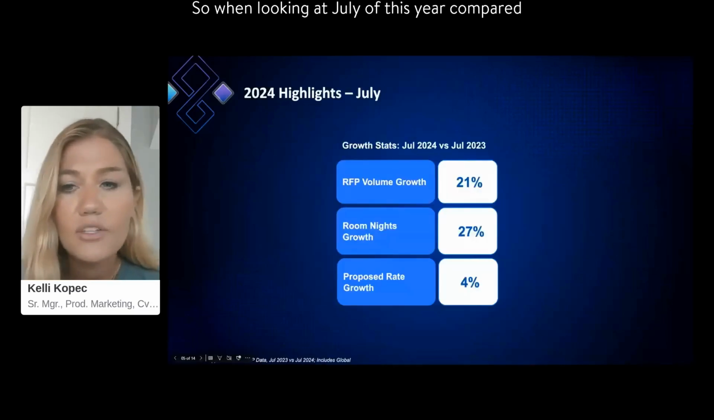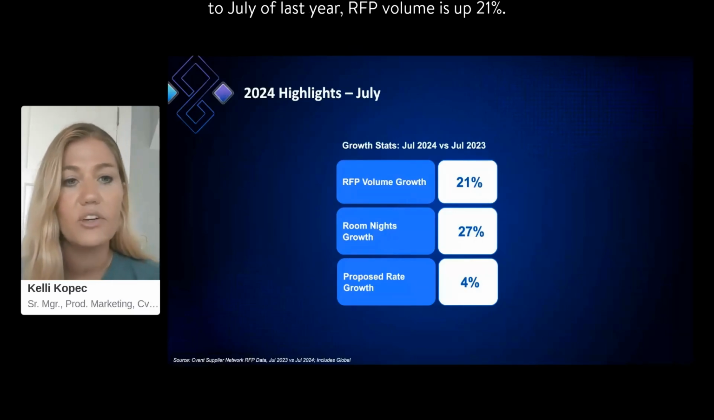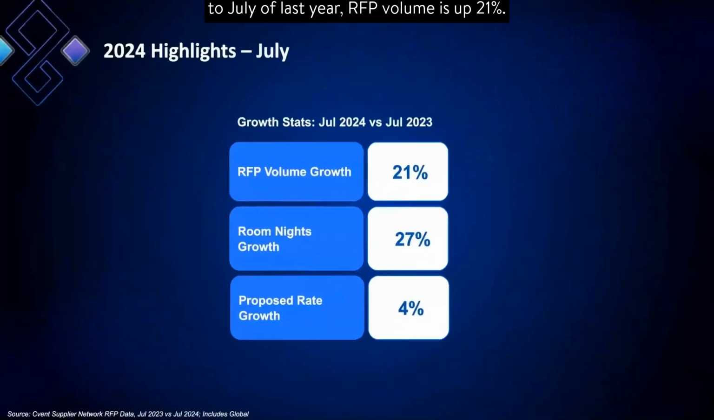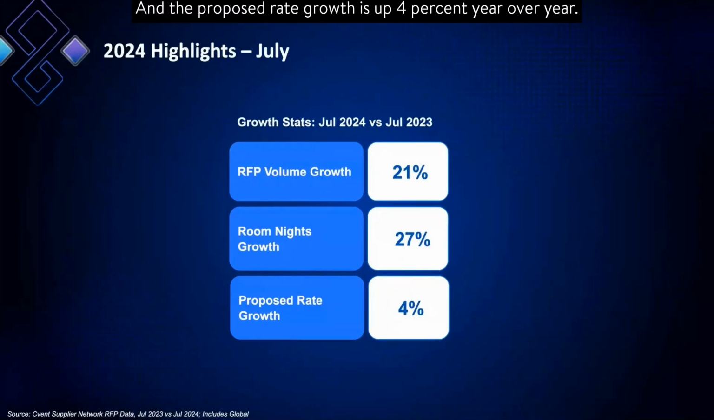So when looking at July of this year compared to July of last year, RFP volume is up 21%. Room nights are up 27%, and the proposed rate growth is up 4% year over year.